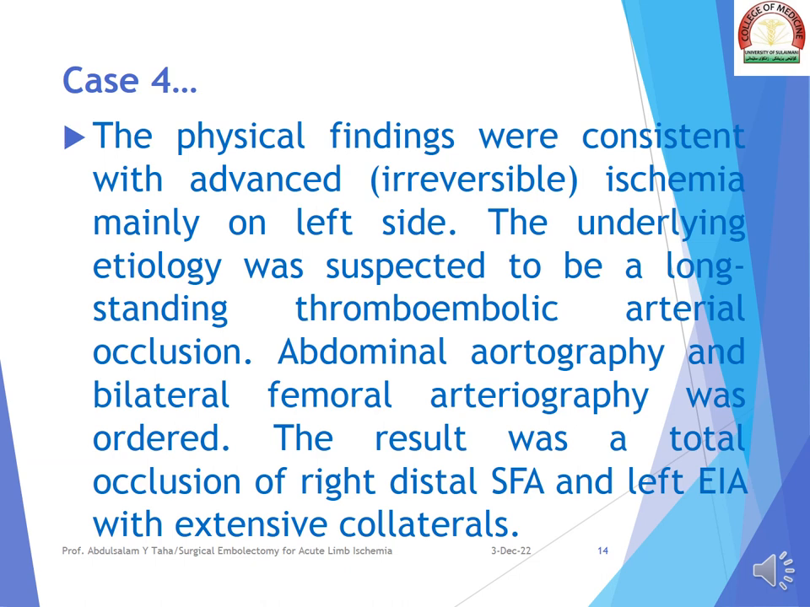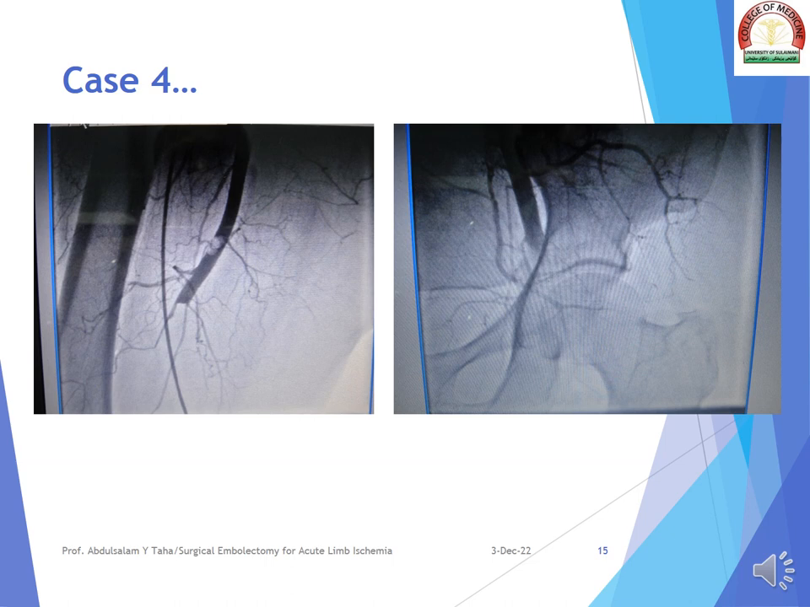Abdominal aortography and bilateral femoral arteriography were ordered. The result was a total occlusion of the right distal superficial femoral artery and left external iliac artery with extensive collaterals. These were angiographic pictures showing the total occlusion of the mid right superficial femoral artery and occlusion of the left external iliac artery.